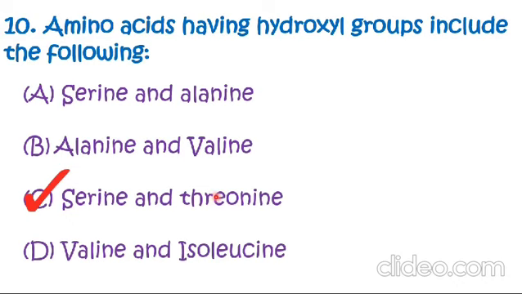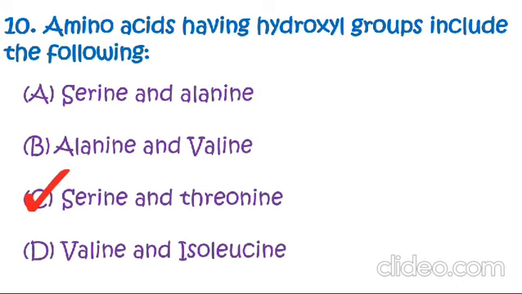Serine and threonine basically contain the hydroxyl group in their side chain. So option C is the correct answer over here. The rest of them do not have a side chain hydroxyl group involved.